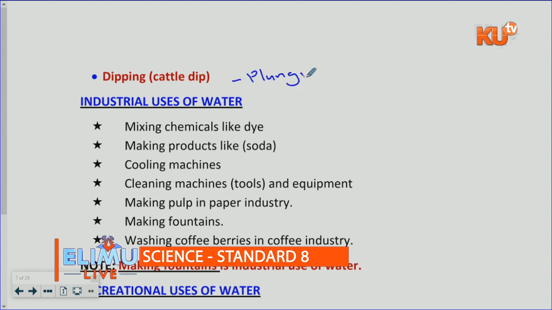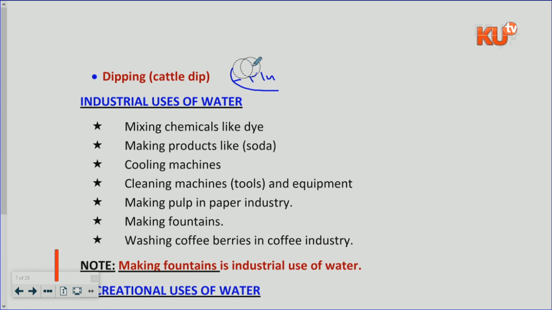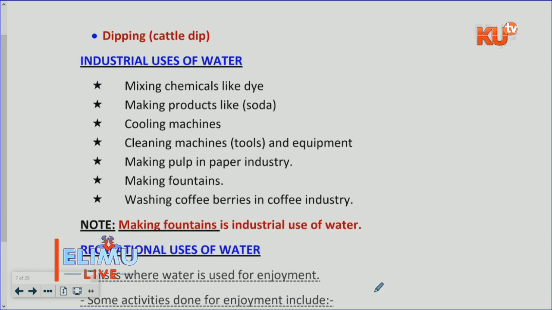That's why I placed dipping there as a use of water, because of the cattle dip. When animals have external parasites, remember, dipping is only used to control external parasites. Internal parasites are handled by deworming. So here we are focusing on acaricide only. Back to industrial uses of water.